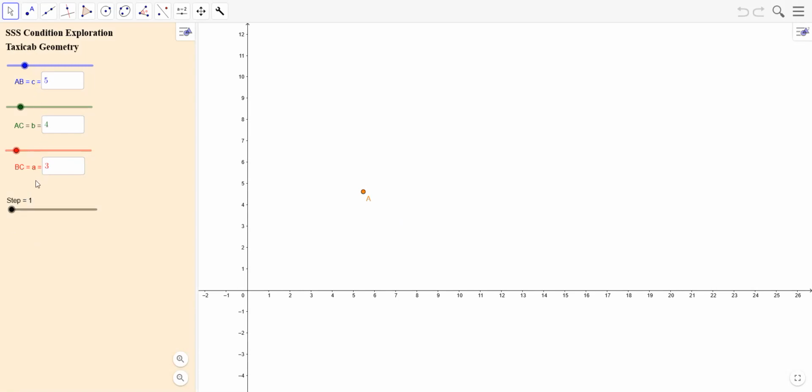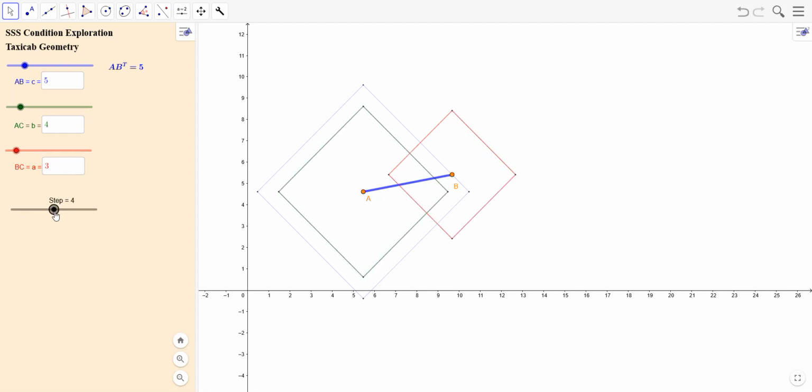You just pick 3 side lengths here, and we take our taxicab compass and go out a distance of, in this case, 5. It could be anywhere on this taxicab circle. And then we go out a distance of 4 from A there, and a distance of 3 from B, and we see where these two circles meet, and this gives us 2 possible triangles.